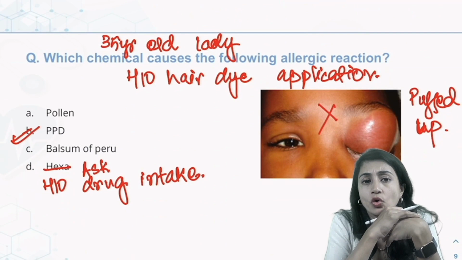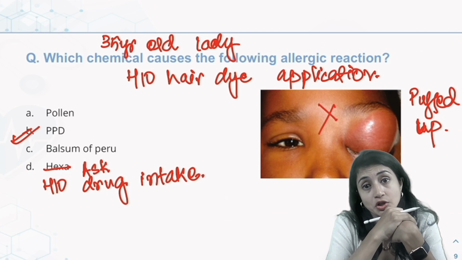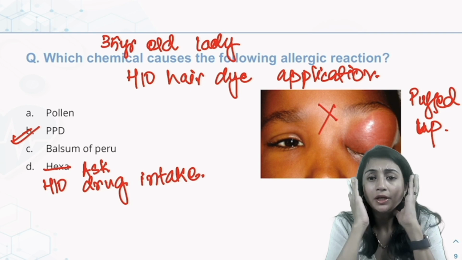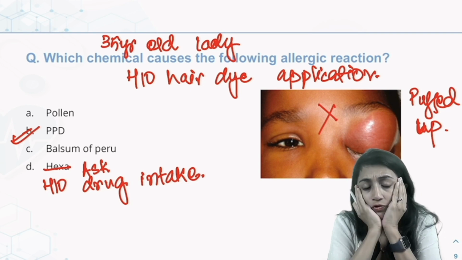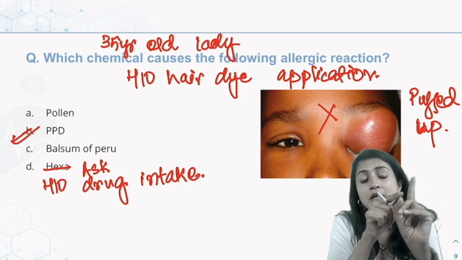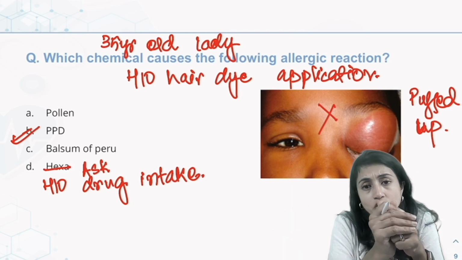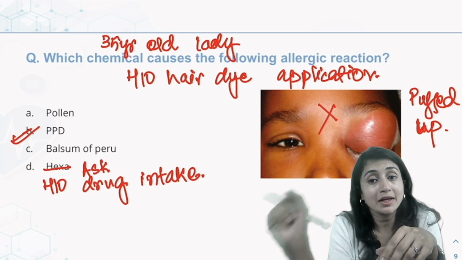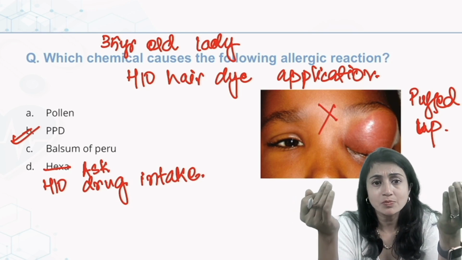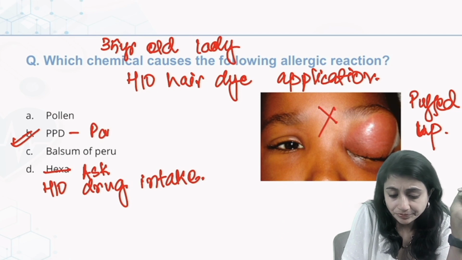The next question was: a 35-year-old lady presents to you with a history of hair dye application, with the following allergic reaction, and probably an image was given where there was diffuse swelling of the face. So hair dye application in a lady showing swelling of the face is a contact allergic reaction, and they are asking what the allergen is here. Remember, you have learnt about allergens. So, hair dye, what allergen is present? It is paraphenylene diamine or PPD.